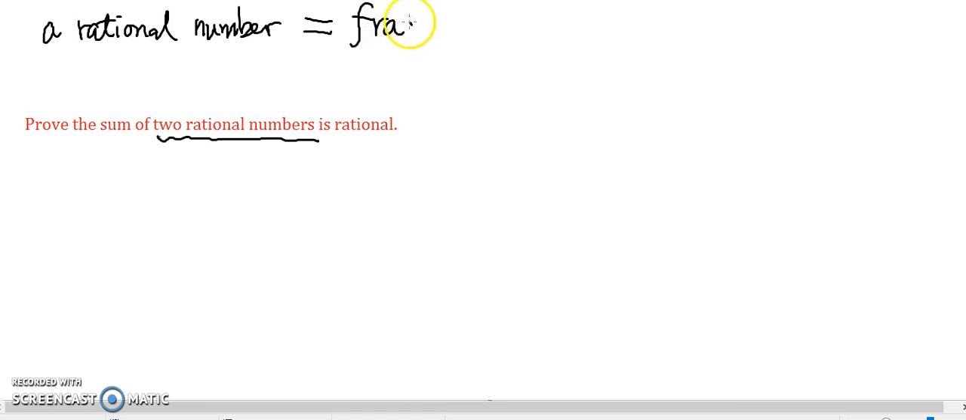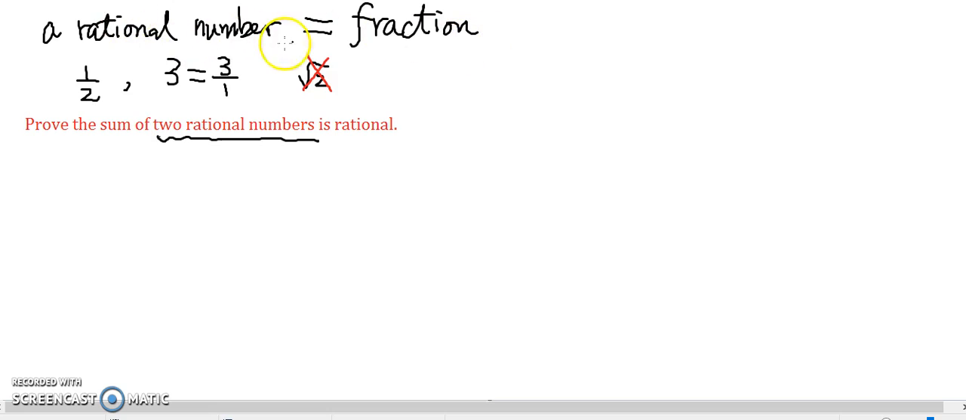So if you can write a number as a fraction, then it is a rational number. For example, say 1/2, that's a rational number. And 3 is also a rational number because we can write 3 as 3/1. And so pretty much all integers are rational numbers. But square root of 2 is not a rational number, because we can prove in later chapters that there's no way we can write the square root of 2 as a fraction.